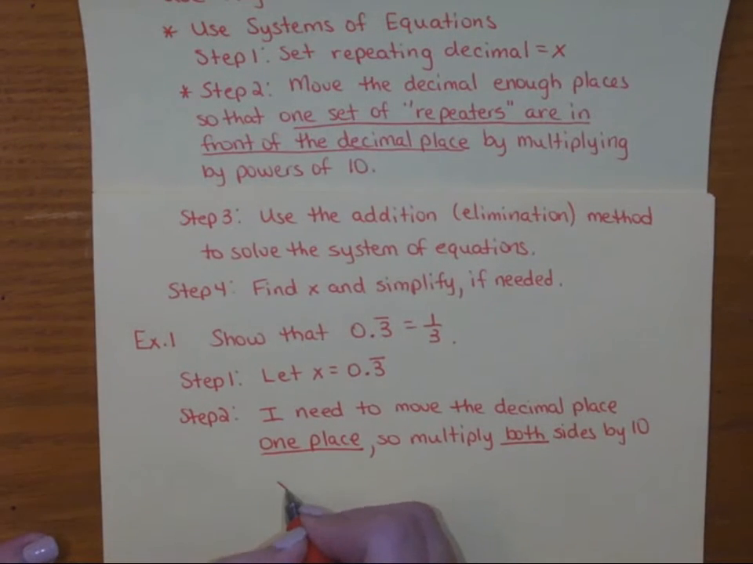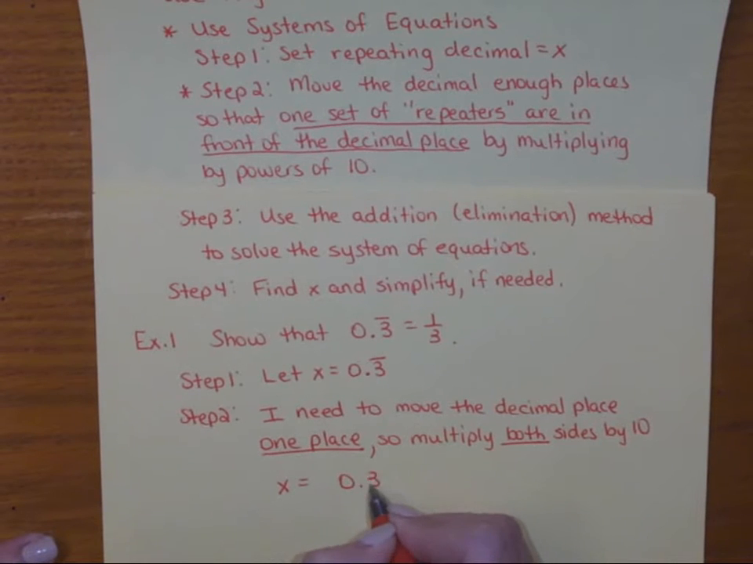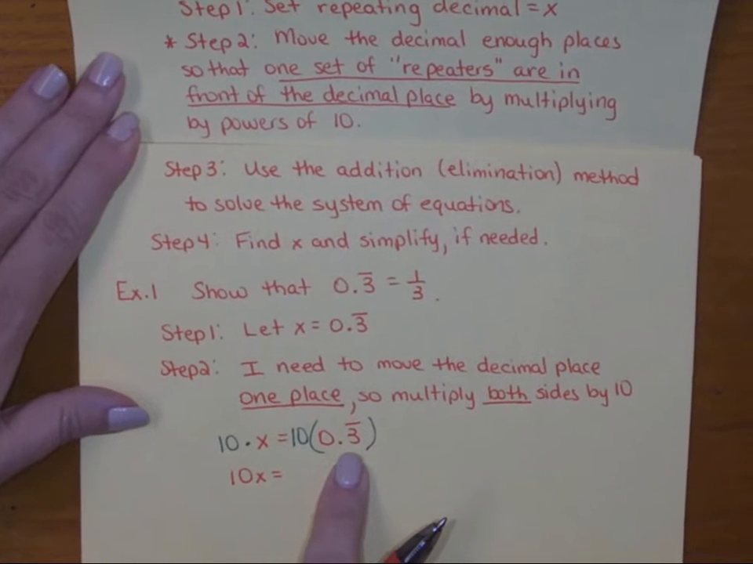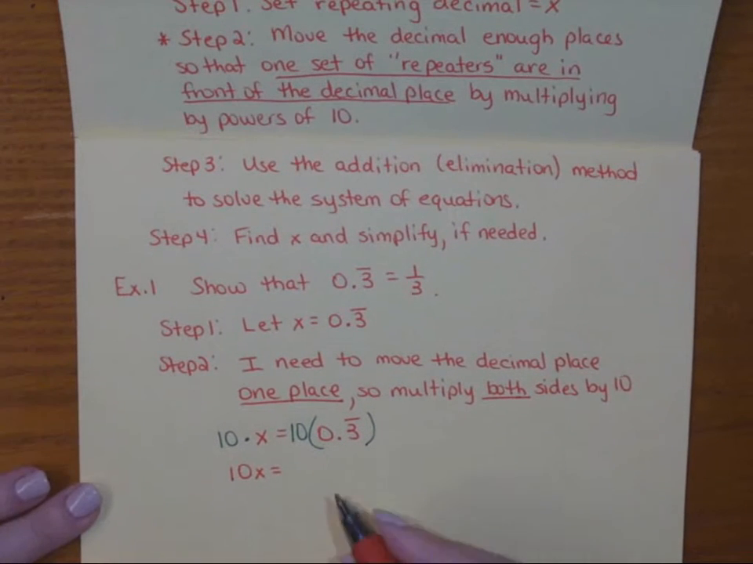Okay, so let's take what I had originally. So I have x equals 0.3. So I want to move this repeater in front of the decimal place, so I'm going to multiply this side by 10, but in algebra I can't do that without also multiplying this side by 10. So notice what happens when I do that. I get 10x on the left. Okay, don't make that harder than it needs to be. When you multiply by 10, you just move the decimal place once. So this is going to be 3.3, but the 3's are still going to repeat. Notice one set of repeaters is now in front of the decimal place.